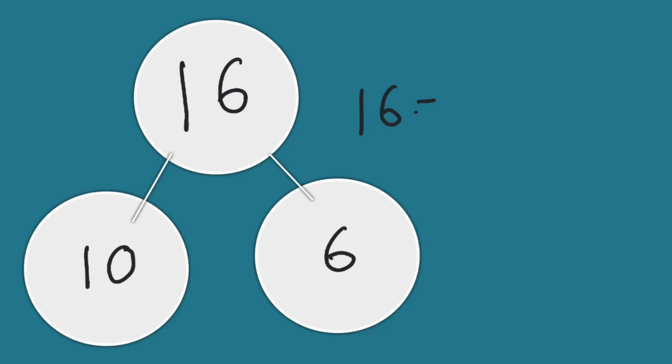I'm going to give you a clue. If you look on the screen, that's right, well done. 16 equals 10, add 6 more. 16 equals 10, add 6 more. 16 is made up of 1 ten and 6 ones.